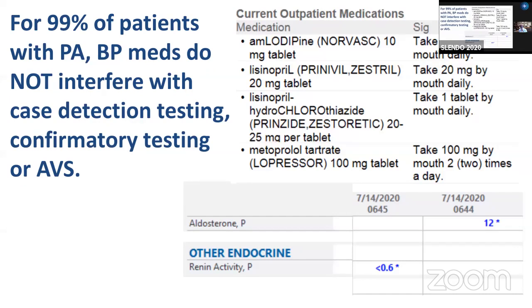For 99% of patients with PA, blood pressure medicines do not interfere with case detection testing, confirmatory testing, or adrenal vein sampling. If you get nothing else out of this presentation, please do not stop medications to test for primary aldo. Now, if you tested this patient for primary aldo and, let's say, plasma renin activity was 2, fine: stop the ACE inhibitor, stop hydrochlorothiazide, replace with alternate drugs, wait about 2 weeks, and retest. But that's rarely needed.